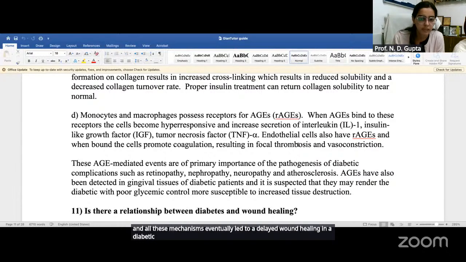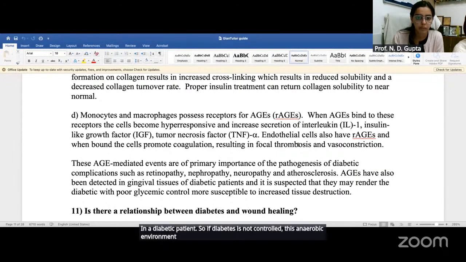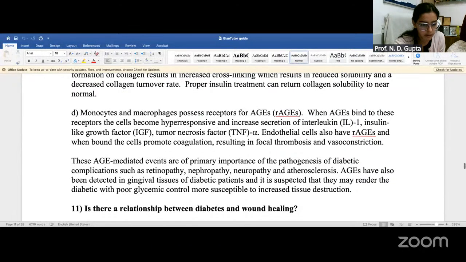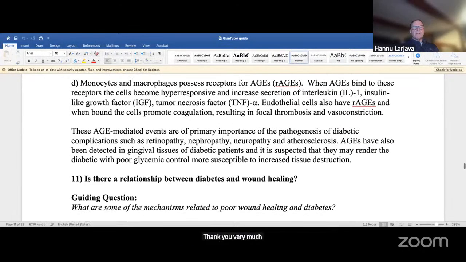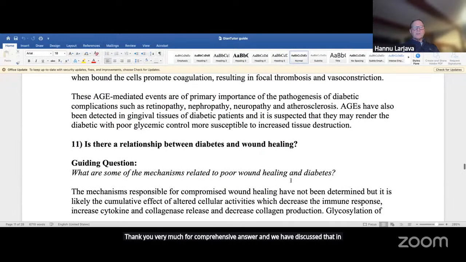And one more thing is the dysbiosis. It is mainly an anaerobic environment in a diabetic patient. So if diabetes is not controlled, this anaerobic environment will lead to harboring more bacteria, which causes more destruction, hence even more delaying the rate of healing. Thank you very much for the comprehensive answer, and we have discussed that in several lectures already.